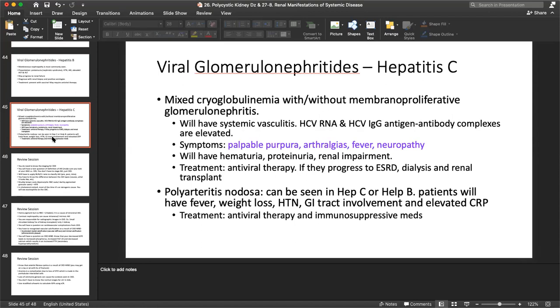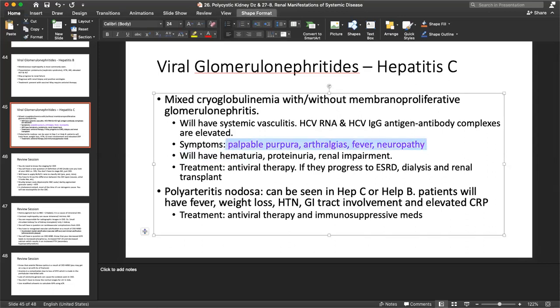Hep C is going to be a mixed cryoglobulinemia with or without membranoproliferative glomerular nephritis. They're going to have a systemic vasculitis. I would know this, like palpable purpura, arthralgias, fevers, neuropathy. And they get that antigen antibody complex that's elevated. So they have that systemic vasculitis. So these are so different symptoms than everything else, so I feel like that would be easy to ask a question about.